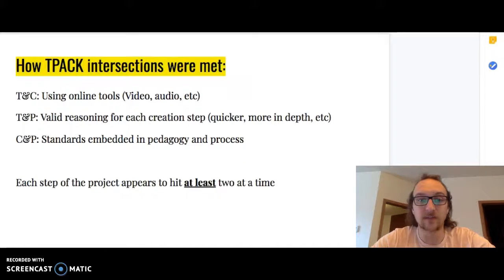How the TPACK intersections were met. So for the technology and content, they were using online tools. For the technology and pedagogy, they were using valid reasoning for each creation step. Sometimes it was quicker and it helped students realize things more in depth. For the content and pedagogy, the standards are embedded in that whole process. So as each step we went along in the project, as I thought through it, they were for sure using technology and hitting the content, and supporting that pedagogy piece as well.